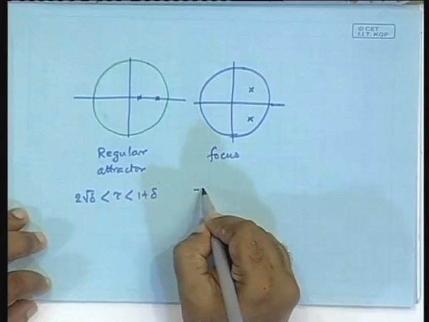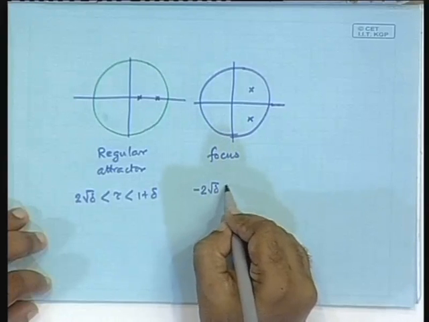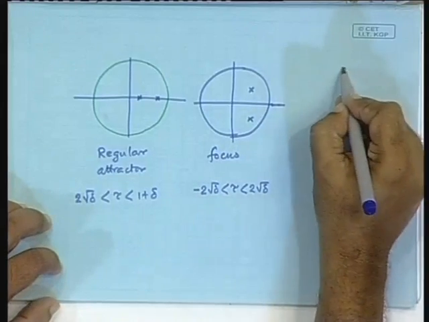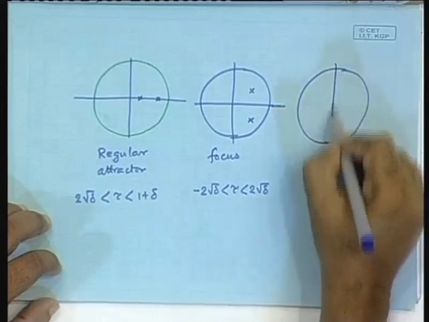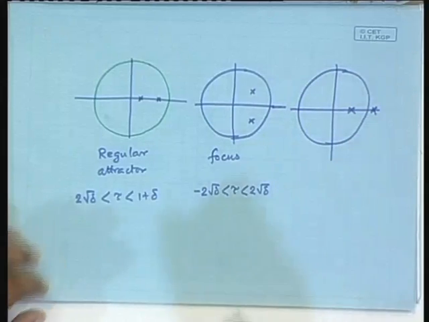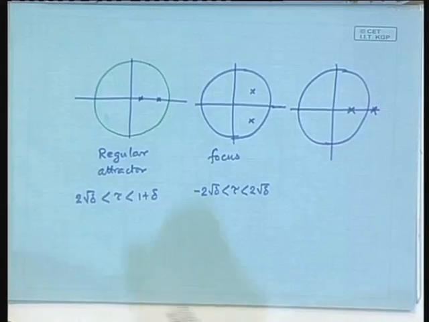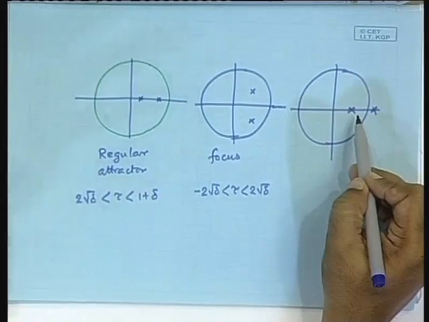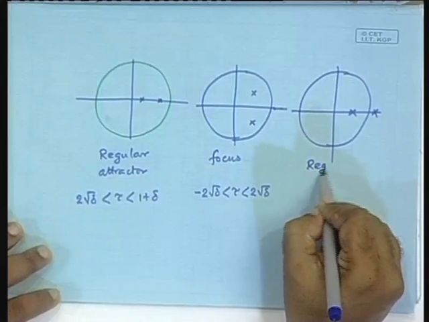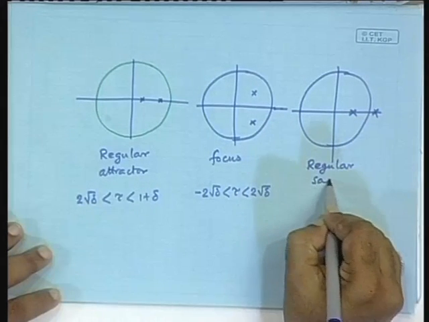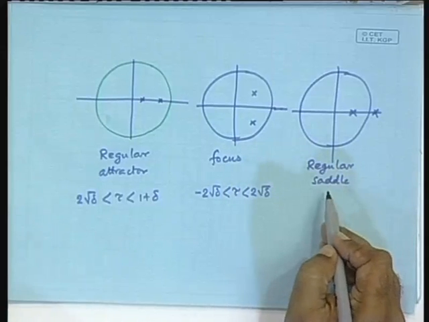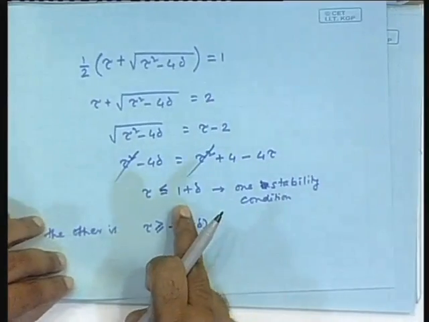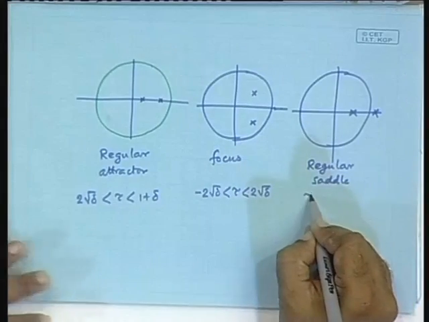and that happens when it is between -2 root delta. When will this condition occur? What is it called? A fixed point outside the unit circle, a fixed point inside the unit circle, both real. It is a regular saddle. When will that happen? When one stability condition has been violated. Which one? This one.